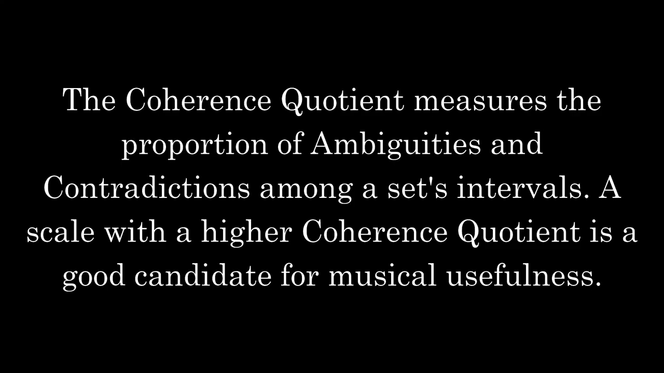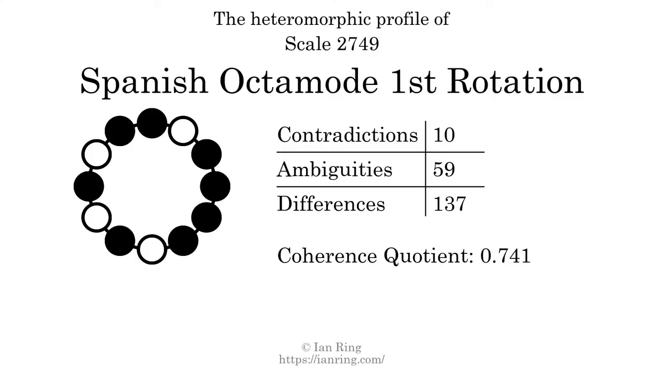The coherence quotient measures the proportion of ambiguities and contradictions among a set's intervals. A scale with a higher coherence quotient is a good candidate for musical usefulness. The coherence quotient is 0.741.